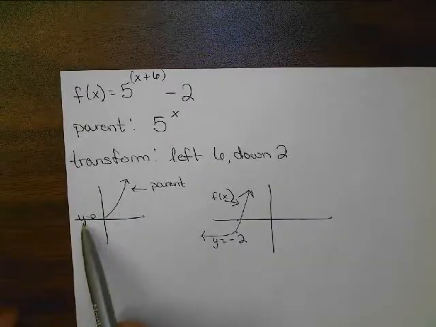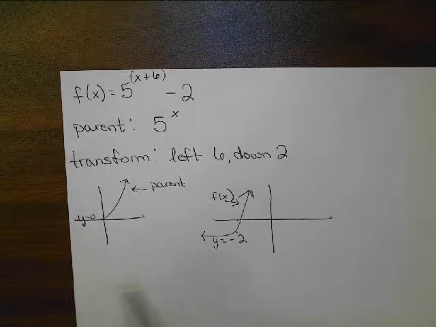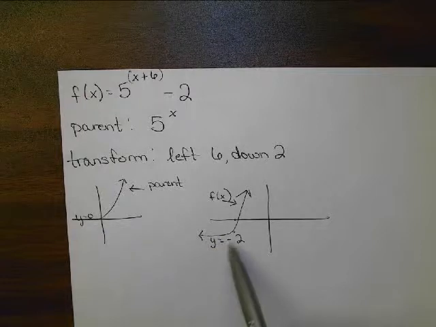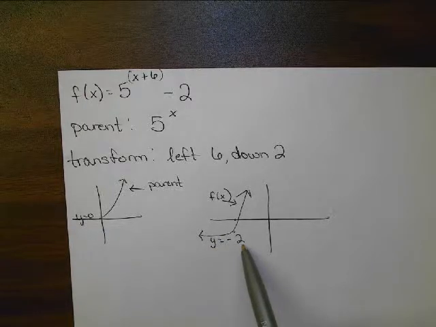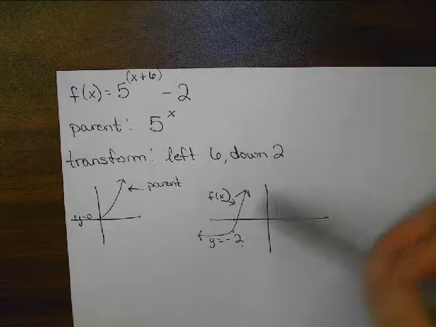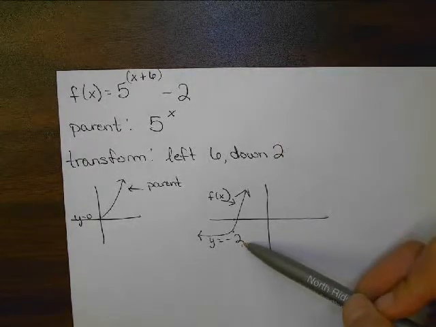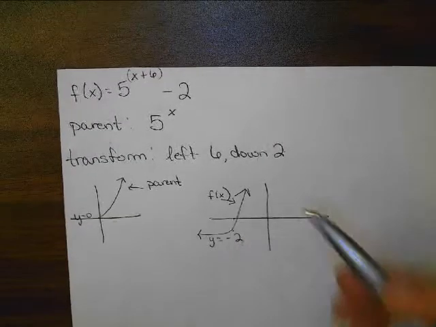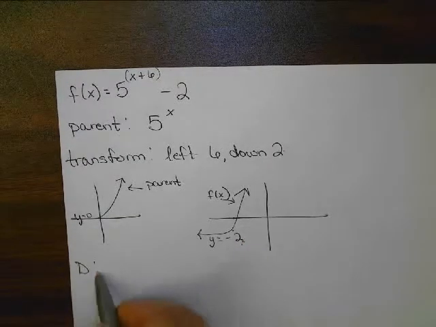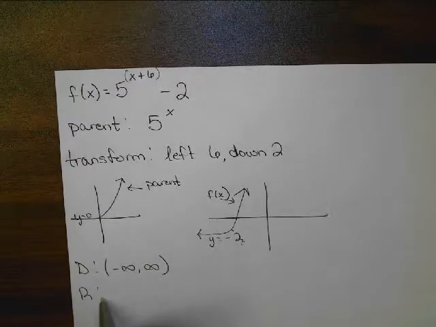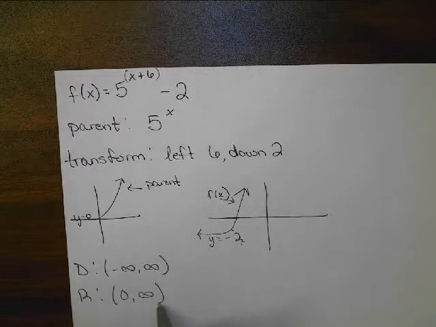So here's my parent function with the asymptote at y equals 0. And here's my f of x, the transformed one, with the asymptote at y equals negative 2. Again, it's a negative 2 because I went down 2, so my asymptote has to go down 2 as well. And if you remember from your notes, that means that my range is going to change. So my domain for my parent function, if you remember from the last problem, is negative infinity to infinity, and the range is 0 to infinity.